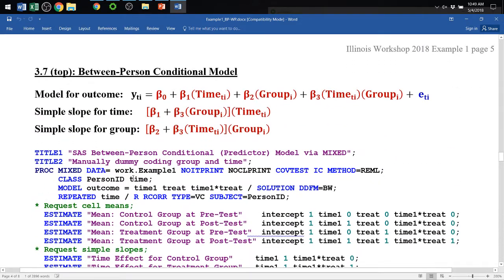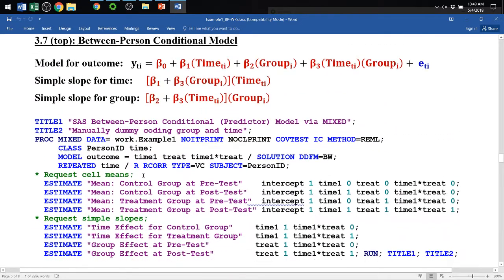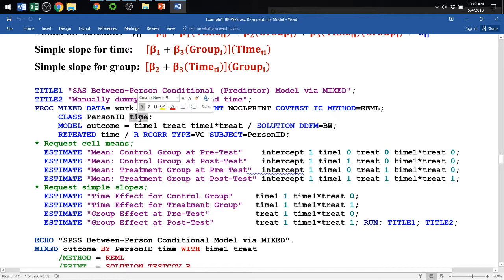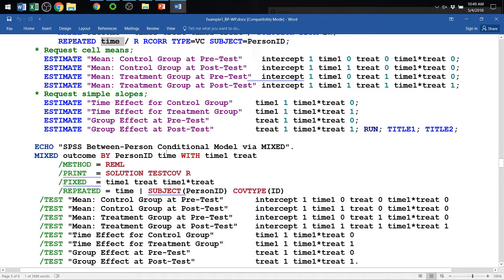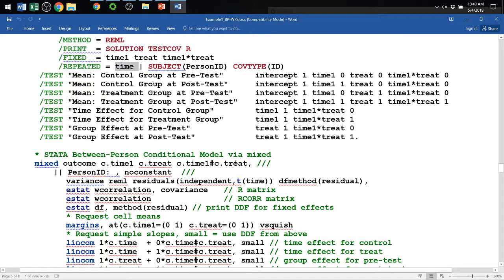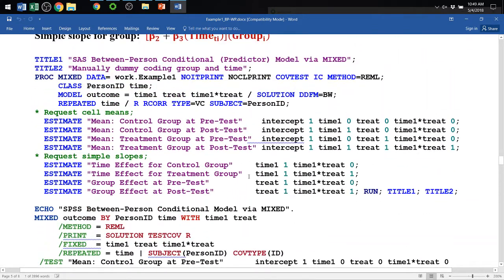So time 1 is continuous. Time 1 is continuous, and original time is categorical. It is being used as an ID variable. It is not being used as a predictor. So original time goes on class and repeated in SAS, or on by and repeated in SPSS, or it is used inside this set of parentheses in Stata to denote the structure of the R matrix.